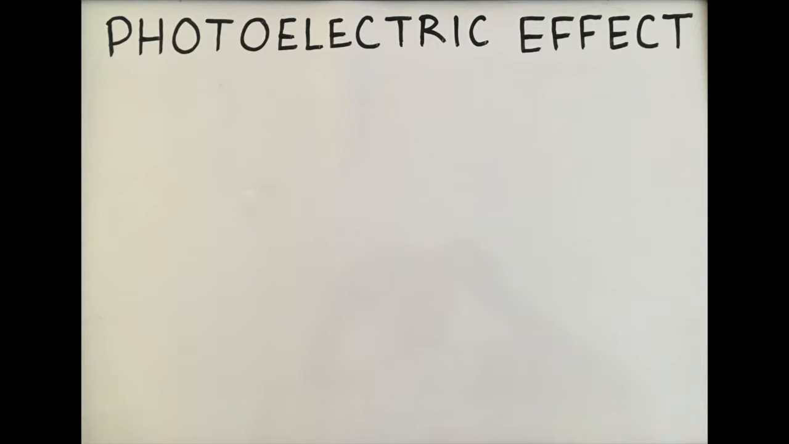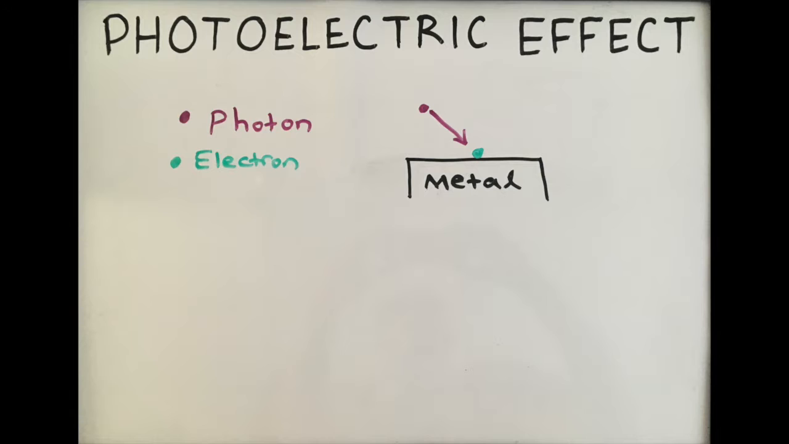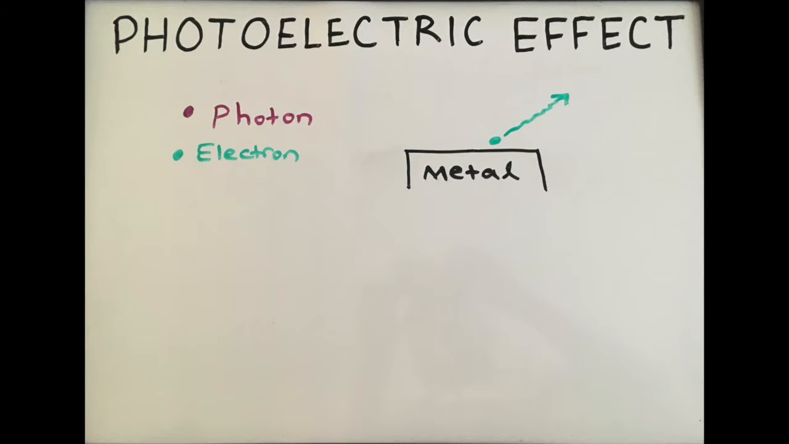Moving forward, the photoelectric effect is a low-energy phenomenon when a photon, a quantum of electromagnetic radiation or light, strikes an electron on a metal surface and the electron is ejected. The electron can then be described as a photoelectron.